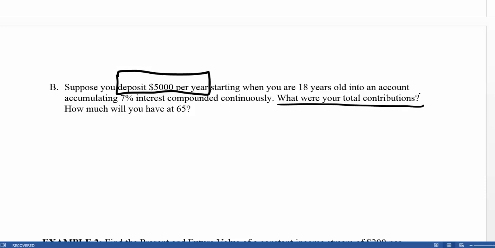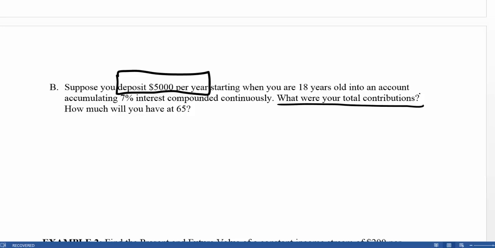Now, I want you to notice that the interest rate is the same as the last problem, and the amount of time is also the same. The difference is we're contributing $5,000 per year instead of $5,000 one time. And I point this out because everything else remains the same. So you can see the difference between what happens from a one-time contribution to a yearly contribution.